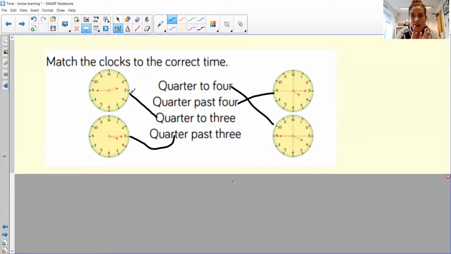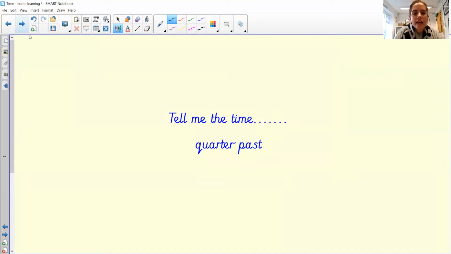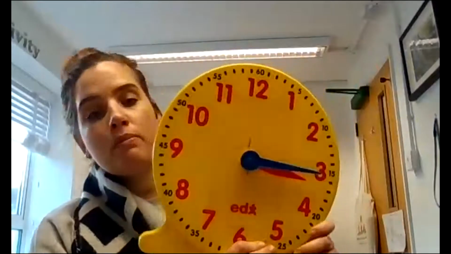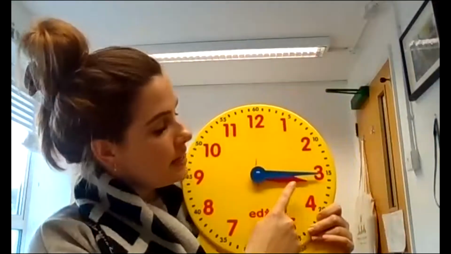You have to look at the hour hand and think, is it going towards that number or is it past that number? Where is it on the clock? Okay, so tell me the time, quarter past. So I'm going to stop my share. I'm going to hold up times for you and you're going to tell me the time. Quarter past three. Excellent. And you can see that this hour hand is moving towards the four.